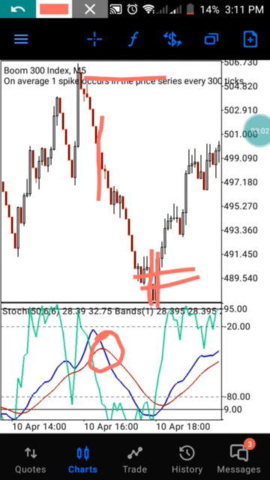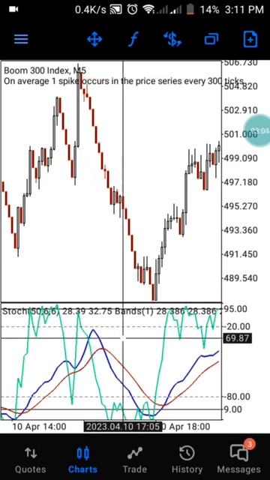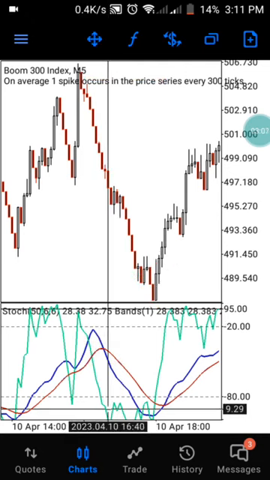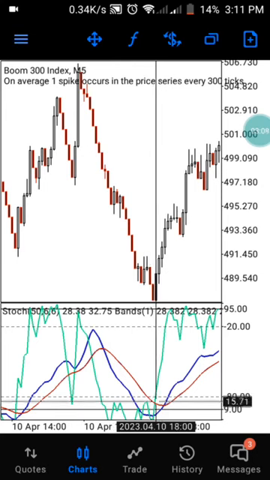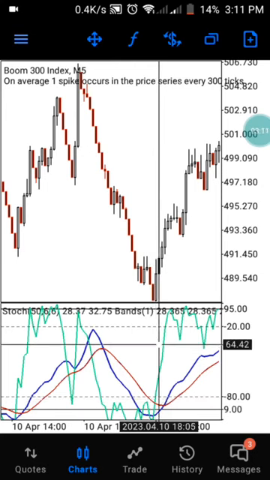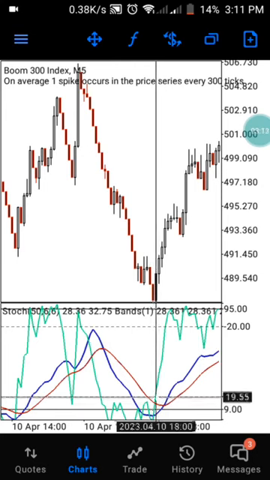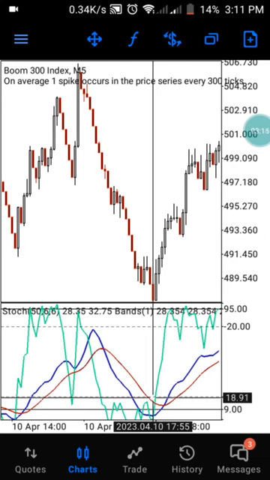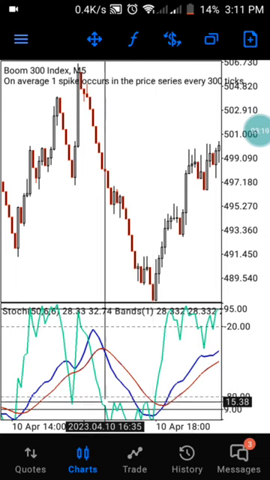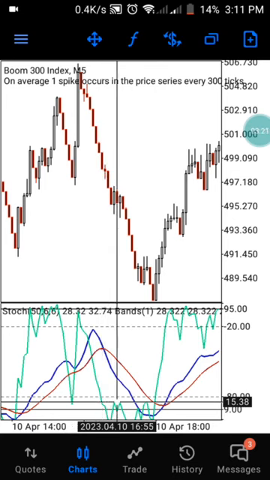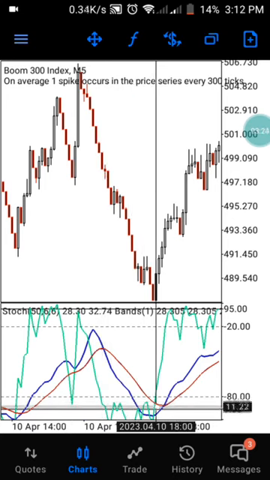So how do you identify the exit? When your green line, which is this one, reaches your 80 level, that's exactly the time for you to exit the market at this level. So you enter your market at this level, and you hold the trade until your green line reaches your 80 level. Then you can exit the market at this level.